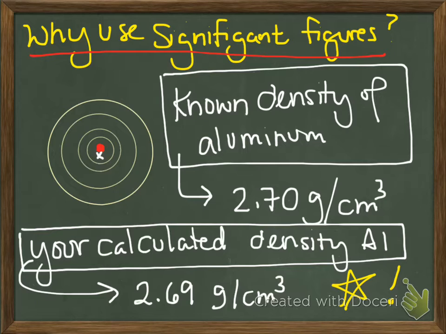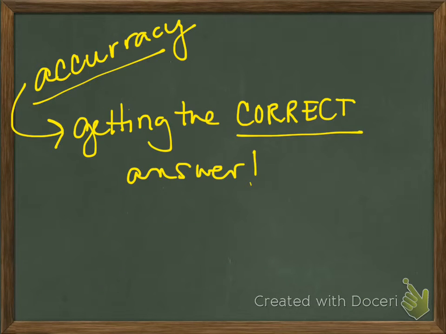Accuracy is really about being right. It's about getting the true value for something we know, or getting very close to it. Accuracy is getting the correct answer, getting close to the true value.